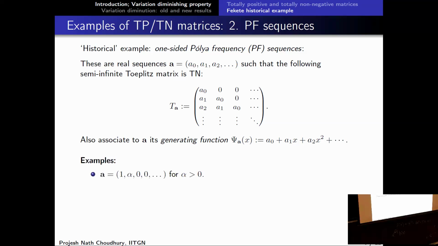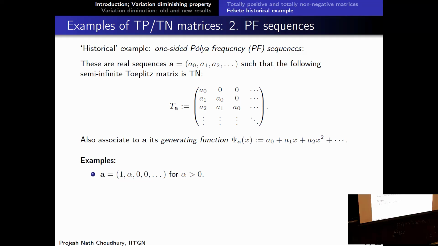Here is an example of a one-sided PF sequence. If you take any square submatrix of this matrix, then it is either a matrix with a zero row or zero column, or it is an upper triangular matrix with diagonal entries alpha, or a lower triangular matrix with diagonal entries 1. So in all these cases, we get a non-negative determinant. So this gives an example of a one-sided PF sequence.